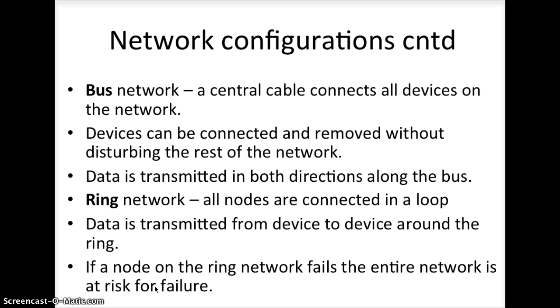The ring network is what it sounds like. All the computer stations or the nodes are connected in a loop, and data is transmitted from device to device around that ring. If a node fails on this network, the entire network is at risk for failure, obviously because the data goes around in a loop. So if one of those is failing, then the entire network is at risk.